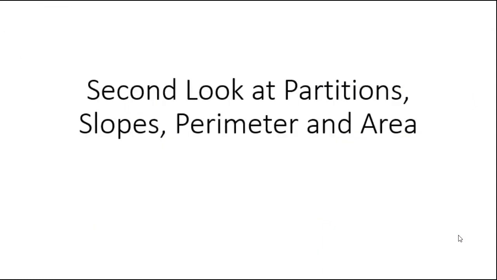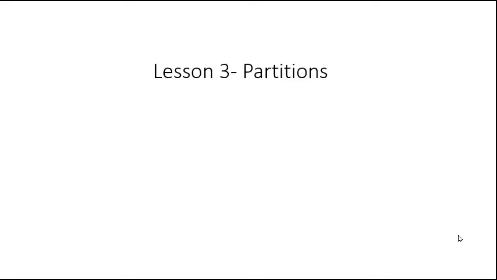So, second look at partitions, slopes, perimeter, and area. We're going to continue on. With lesson 3, we talked about partitions. Just to recap, lesson 1 was the Cartesian plane, lesson 2 was distance and midpoint, lesson 3 is partitions.